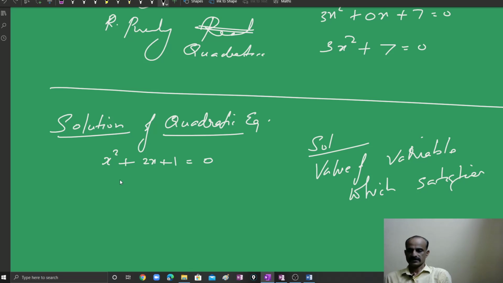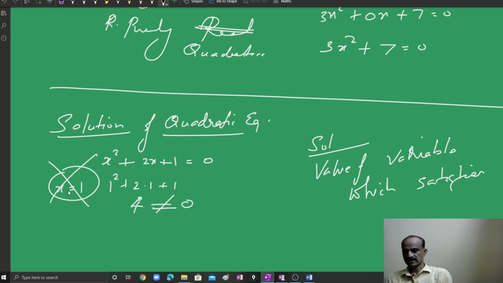Value of variable which satisfies. So now let us put x is equal to 1 here. 1 square plus 2 into 1 plus 1, that is 1 plus 2 plus 1, that is 4. That is not equal. Can it be equal to 0? No, 4 cannot be equal to 0. That means x is equal to 1 does not satisfy.